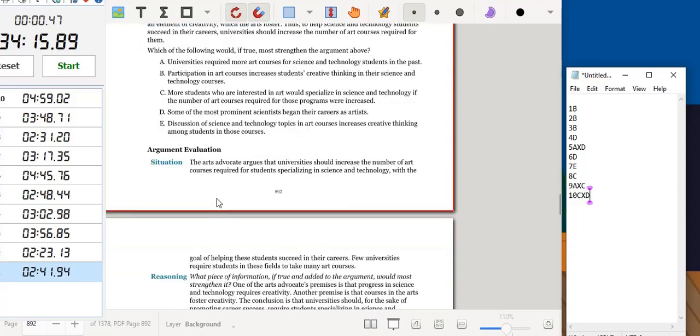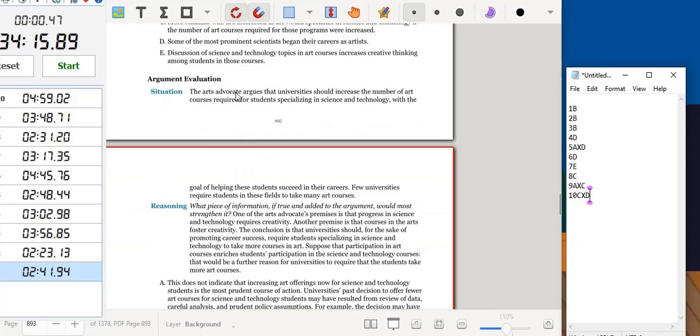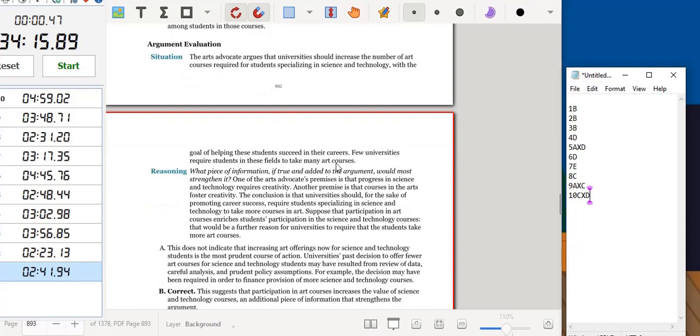The argument is, the arts advocate argues to increase the number of arts courses required for students specializing in science and technology, with the goal of helping these students succeed in their careers. Few universities require students in this field to take arts courses. So the reasoning is, what piece of information, if true and added to the argument, would most strengthen it?